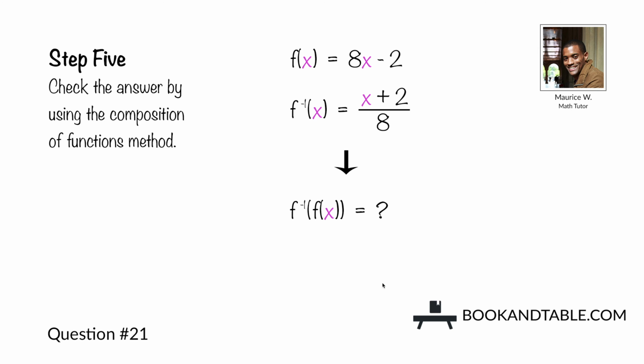So now we want to switch the functions and test to see if this gives us x as well. So we begin by writing the expression for the outer function, the inverse function, which is x plus 2 over 8.